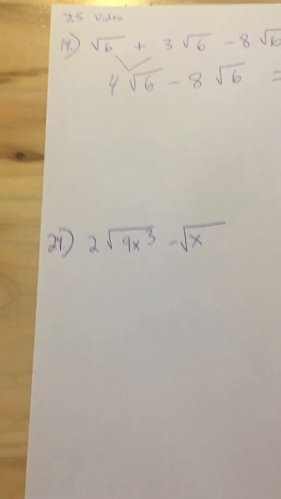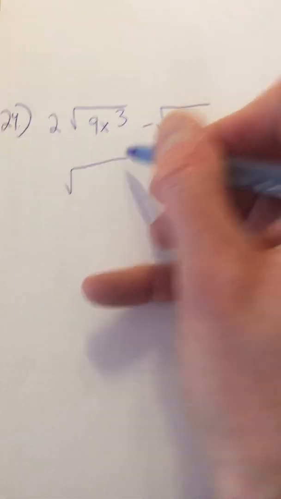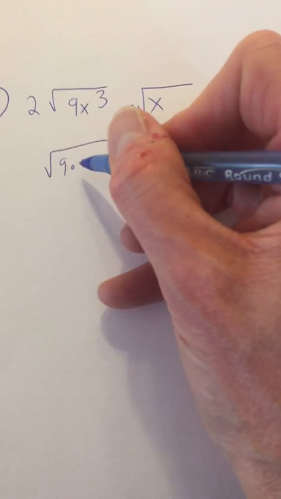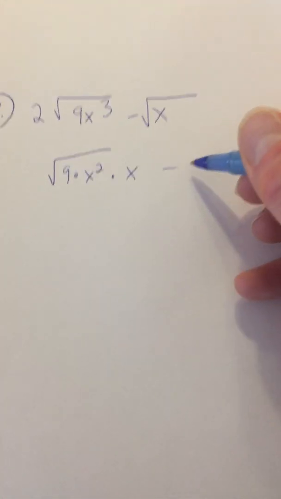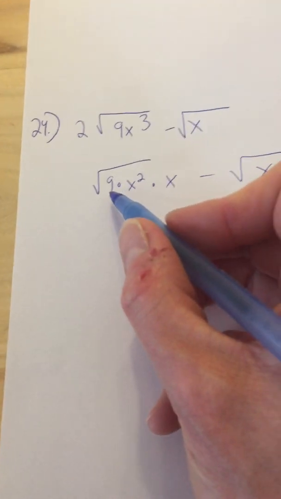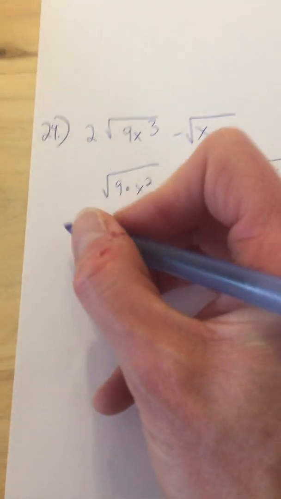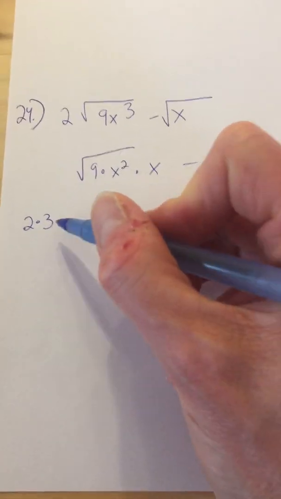The next problem, I'm going to pull out the x. Well, I'm going to separate it. So under here, I'm going to do 9 times x to the second times x. And I'm going to keep this x over here. And basically what I'm going to do is take the square root of 9 and bring it out. So now I have 2 times 3, because the square root of 9 is 3.